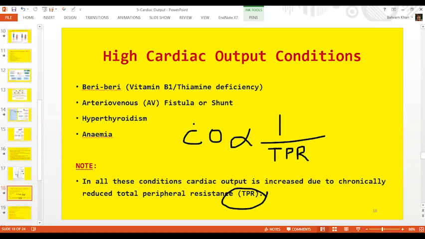We haven't discussed arterial pressure today, systole or diastole. We are discussing cardiac output and the factors that affect cardiac output. We haven't discussed the arterial pressure factors.